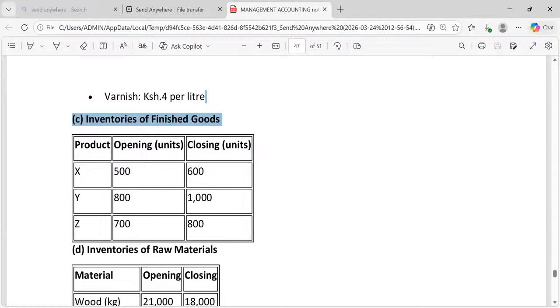Closing is 600, 1,000, 800, and then opening is 500, 800, 700. I will not come back to this. I simply want you to cram those figures or write them down appropriately. Underneath the column of closing, write 600, 1,000, and 800. Underneath the column of opening, write 500, 800, 700. Very good, students. Thank you very much.